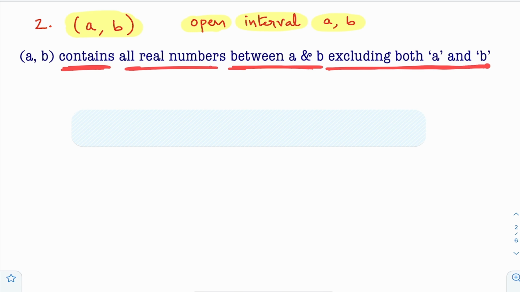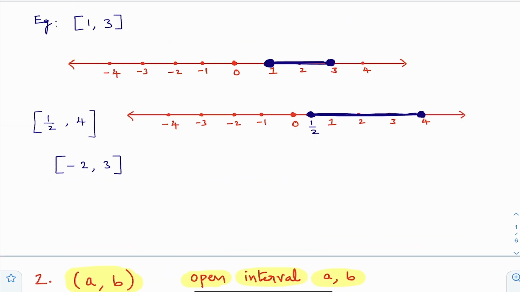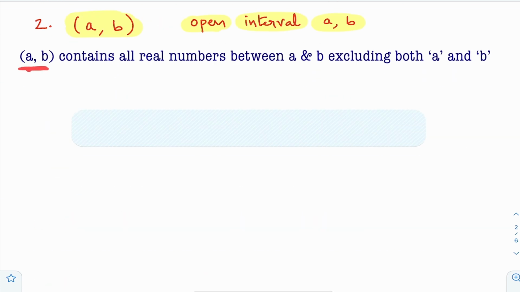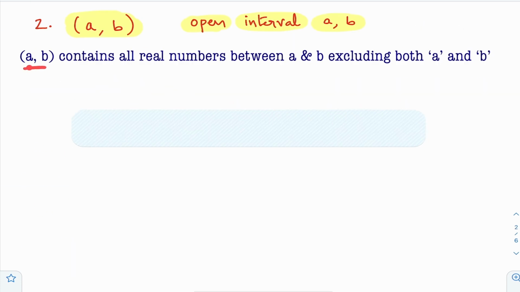So what is the difference between closed interval a comma b and open interval a comma b? Closed interval a comma b also contains all real numbers between a and b, including both a and b, right? Open interval a comma b also contains all real numbers between a and b. In an open interval, we exclude both a and b. In a closed interval, we include both a and b. That is the difference, right? Open interval a comma b contains all real numbers between a and b, excluding both a and b.